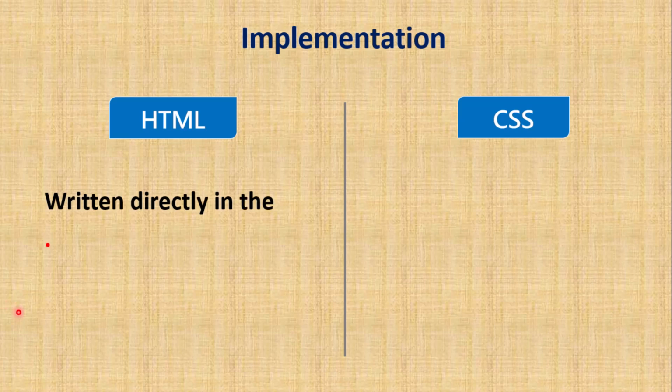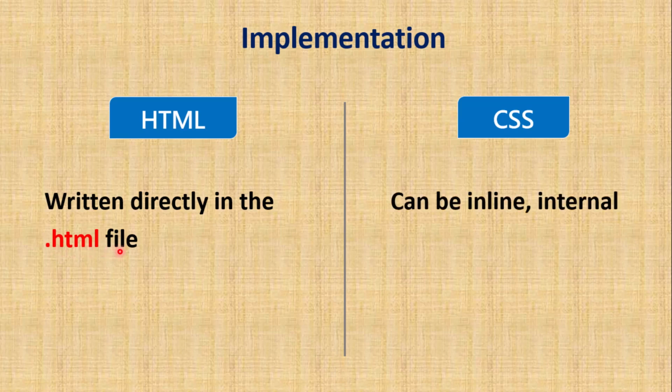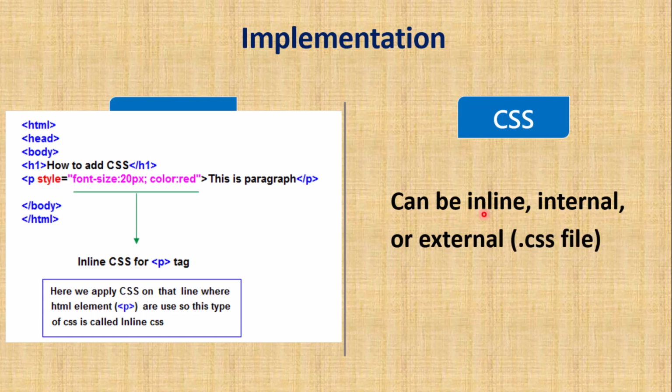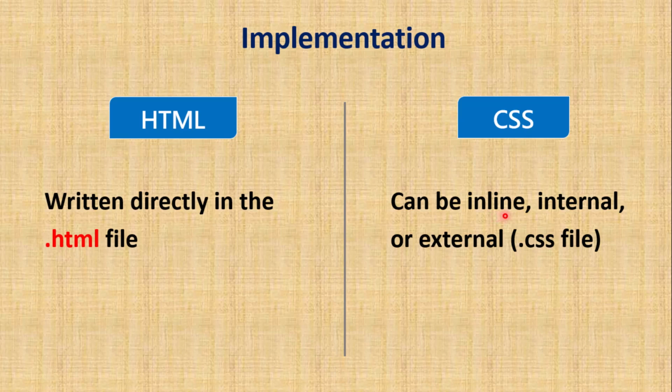HTML is written inside the main web page file, so it is a core part of the content. CSS, on the other hand, can be implemented in three ways: inline, within HTML elements; internal, inside a style tag in the HTML document; or external, in a separate CSS file linked to the HTML document.